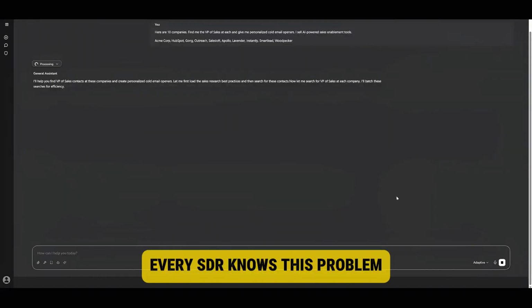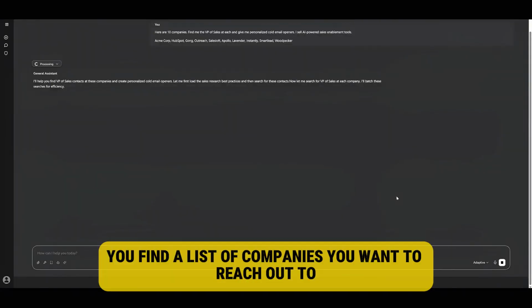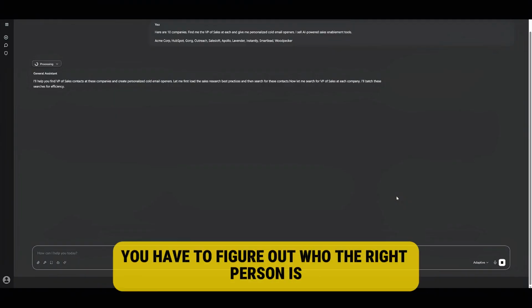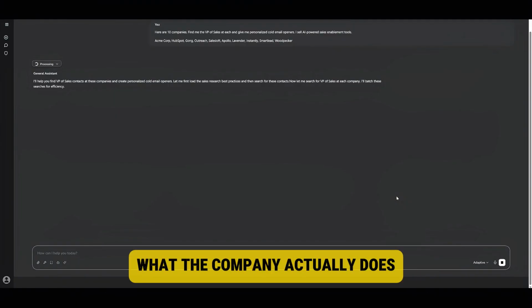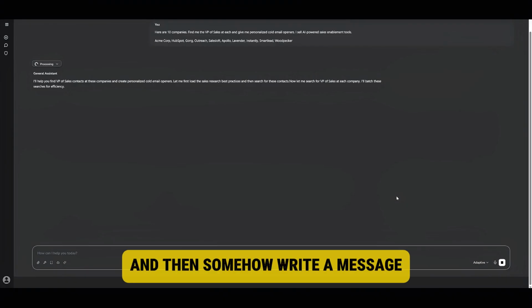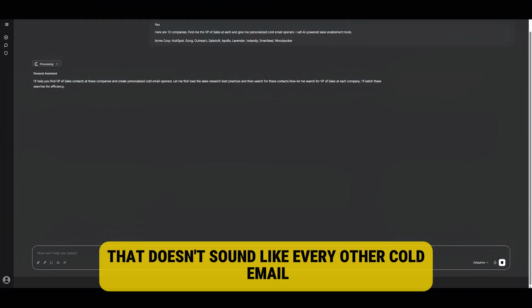Every SDR knows this problem. You find a list of companies you want to reach out to, and then the real work starts. You have to figure out who the right person is, what the company actually does, what they might care about, and then somehow write a message that doesn't sound like every other cold email.